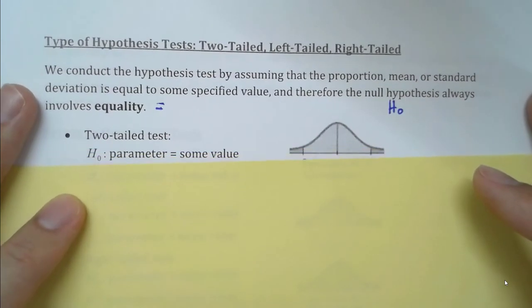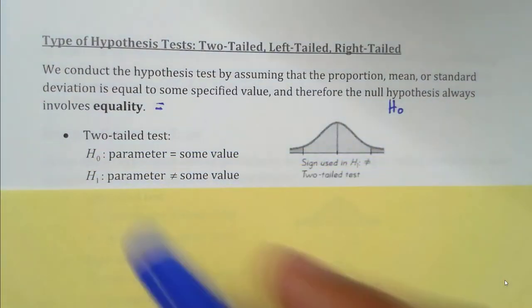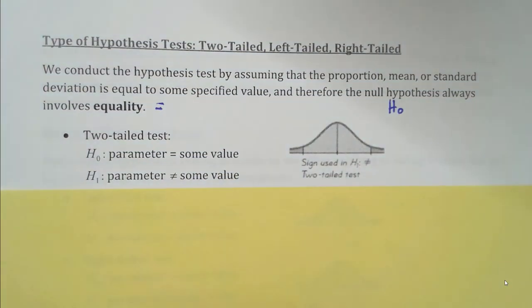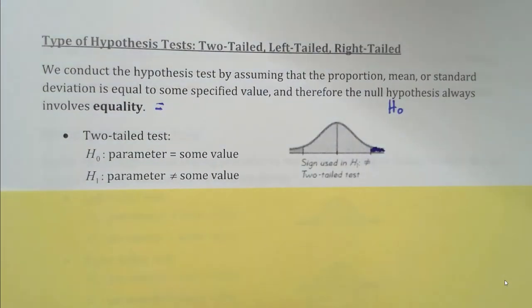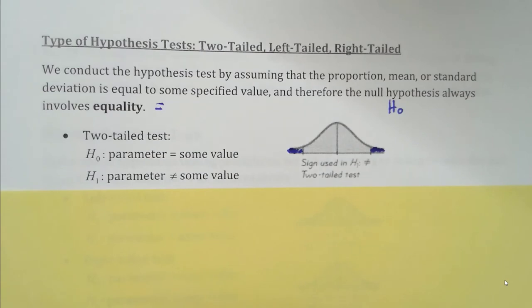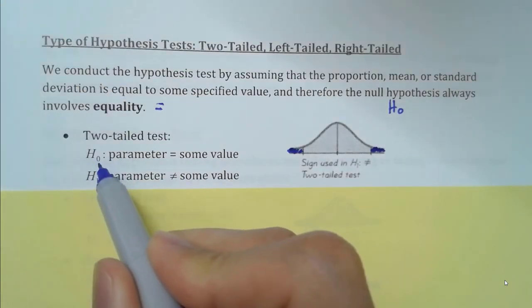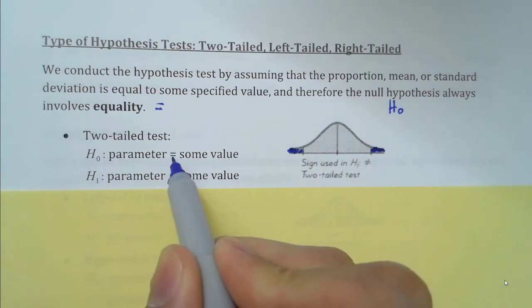Now let's focus on the first one first. For the two tails test, we have the distribution. Two tails mean we have one tail over here and then another tail on the left side. So we let H0, the null hypothesis, be that the parameter equals some value.